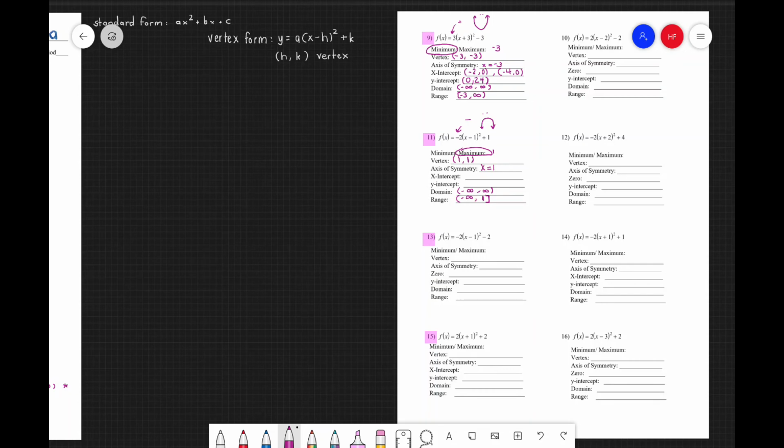Now we need to find our x and y intercept. So for the y intercept, we're going to plug in a 0. So y equals negative 2 times (0 minus 1) squared plus 1. So y equals negative 2 times negative 1 squared, which is a positive 1, plus 1, negative 2 plus 1, which is negative 1. So for my y-intercept, the y value is negative 1, and of course that x value is 0.